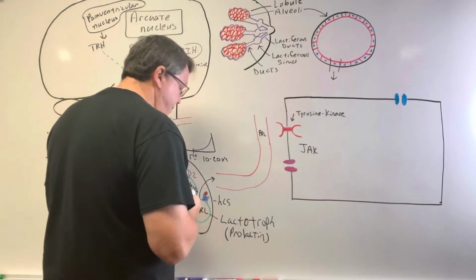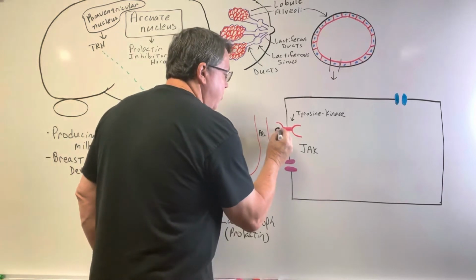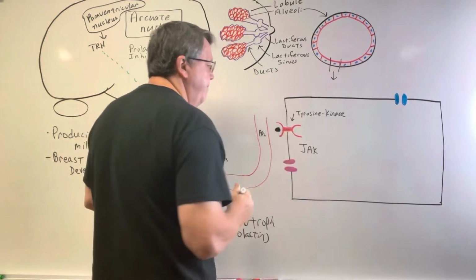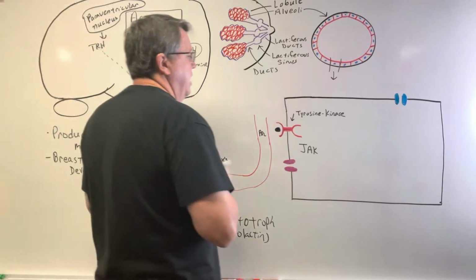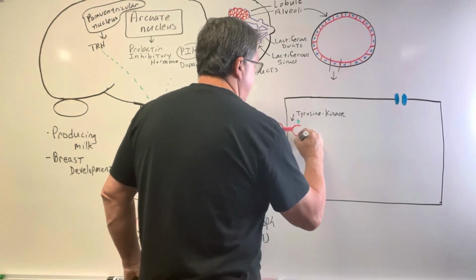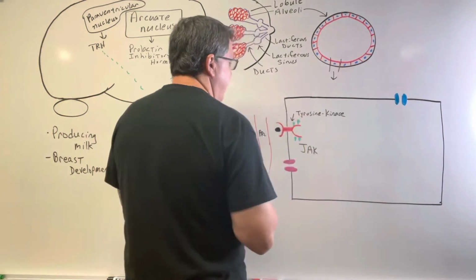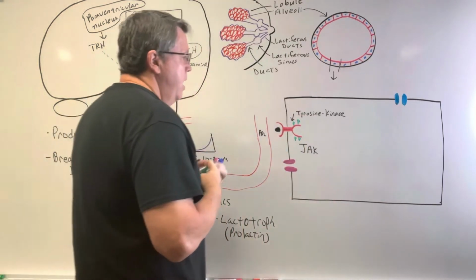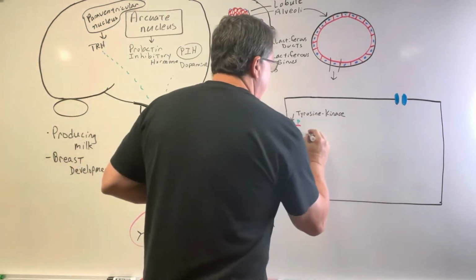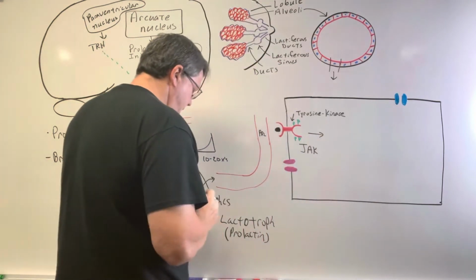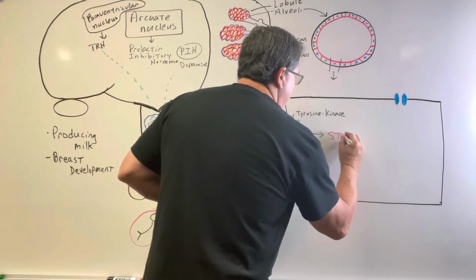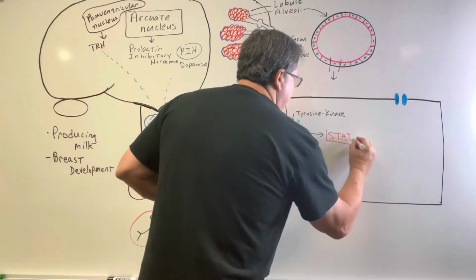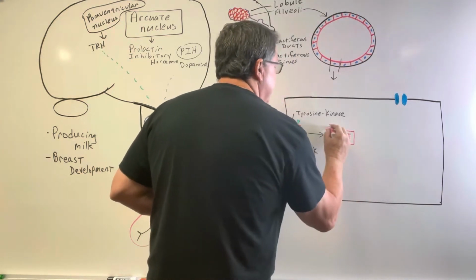And then what's going to happen is when this PRL bonds onto this, it's going to have an effect on this, and it's going to cause phosphorylation. So phosphates are going to start to bond to this, right? And it's going to activate this. And then this is going to go over to another molecule and cause the activation of this other molecule, which I am going to call STAT. Okay, so STAT now is going to become phosphorylated.